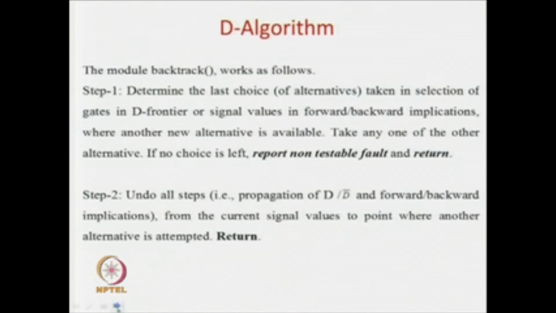But if your D or D prime has not reached the primary output, then you have to go back to step number 3 and keep on taking the value of D or D prime one step ahead, from one gate to another gate. All these things we will now see in a short while in detail with an example.